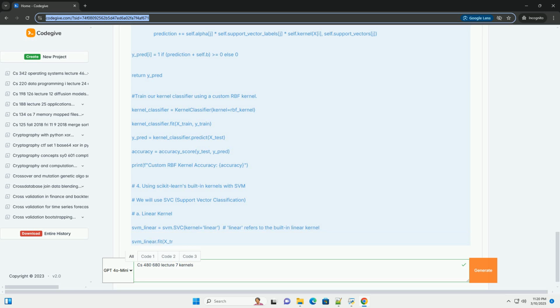7. Pre-computed kernel. We define a function precompute_kernel to calculate the kernel matrix beforehand. This can be useful if you want to use a custom kernel that's not directly supported by scikit-learn, or if you want to optimize the kernel computation. We pass precomputed as the kernel argument to svm.SVC.